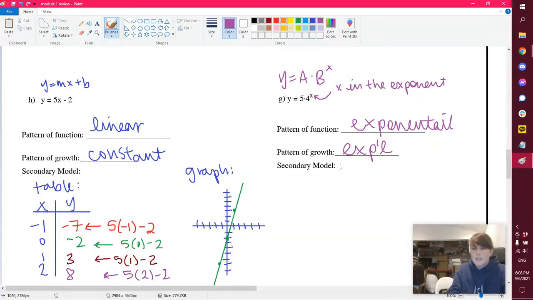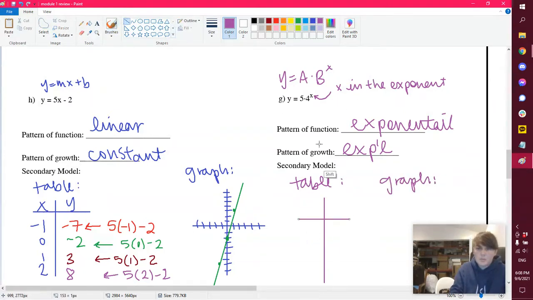Cool. Secondary model. We can do a table. We can do a graph. The table is my favorite, so we'll do it first. X, Y. We'll plug in some random numbers. Usually I plug them in around 0, though, because that's like where graphs usually happen in school.